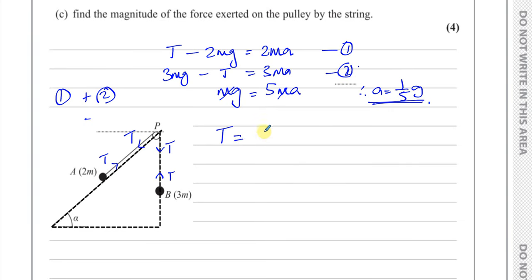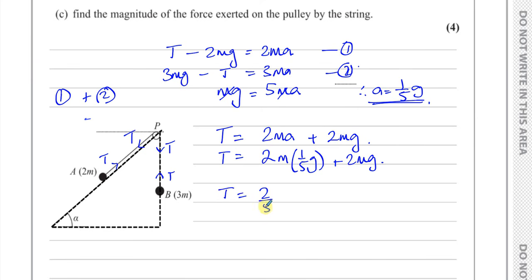If we replace this A into equation 1, let's first rearrange it. The tension is equal to 2 times m a plus 2 times m g. Replacing A with 1/5 of g, we have 2 times m times 1/5 g plus 2 times m times g. That gives 2 over 5 mg plus 2 mg, and 2 is 10 over 5, so that's 12 over 5 mg. That is the tension in the string.